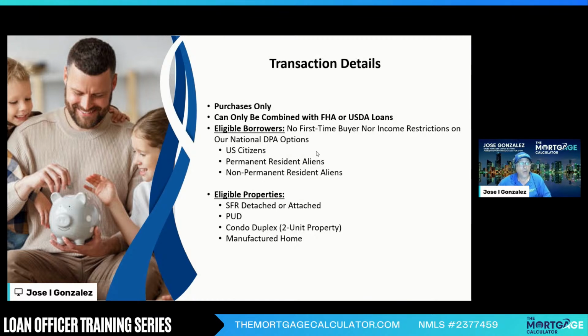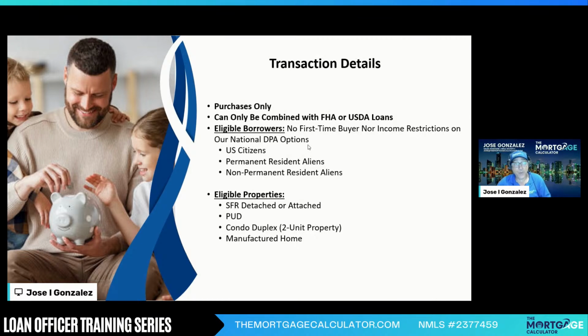Eligible borrowers are U.S. citizens, non-permanent resident aliens, and permanent resident aliens. Unfortunately, ITIN borrowers are not eligible because they're not going to qualify for an FHA or USDA loan. Foreign nationals are also not eligible because they're not going to qualify for an FHA or USDA loan either.